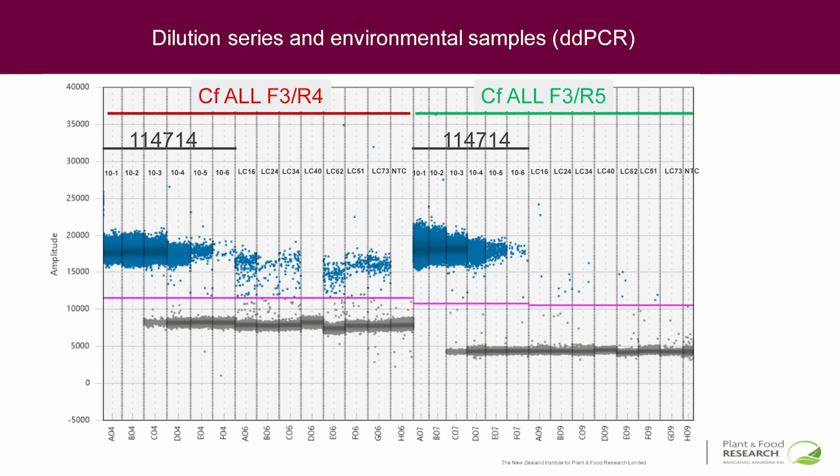And this is probably one of my last slides. It's really just showing there are two assays here. One is the wider all Ceratocystis fimbriata, and the other one in green to the right is what we'd call a more narrow focus. What we can see here is a dilution series of a known positive, and then we've got some of the Manaaki Whenua Landcare environmental samples, so these ones should be negative. With that first assay, we're picking up way more positives, probably non-specific, but probably more than we're really quite comfortable with.